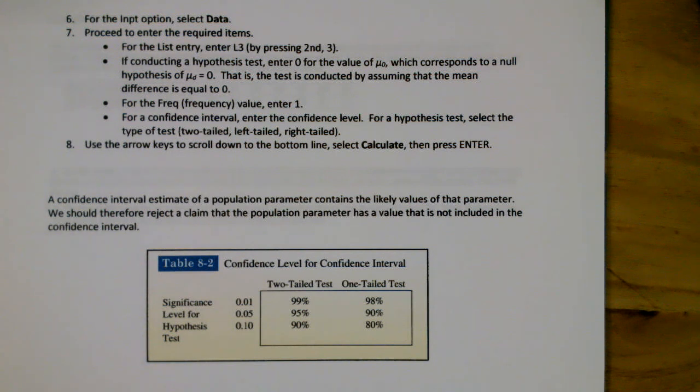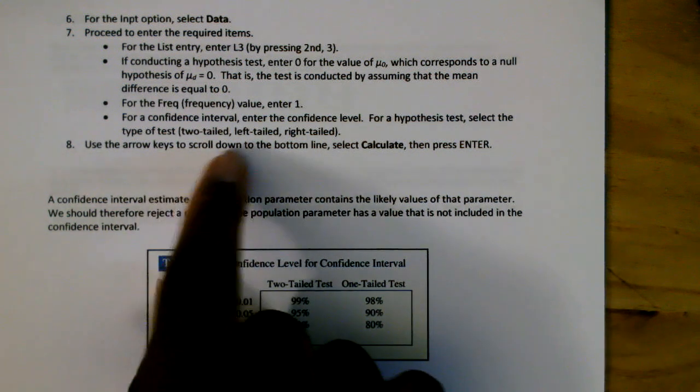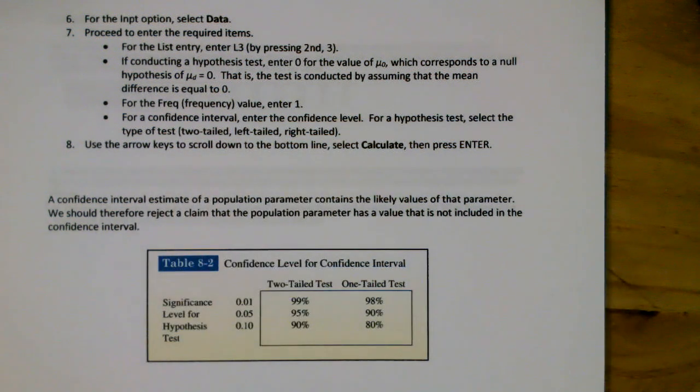But for a hypothesis test, you want to select the type of test, either two-tailed, left-tailed, or right-tailed, because the alternative hypothesis will have greater than, less than, or not equal to. So you have to look at your alternative hypothesis to select the type of test you're going to have. And then finally, you use the arrow key to scroll down to the bottom line. Select Calculate and then press enter. Okay.